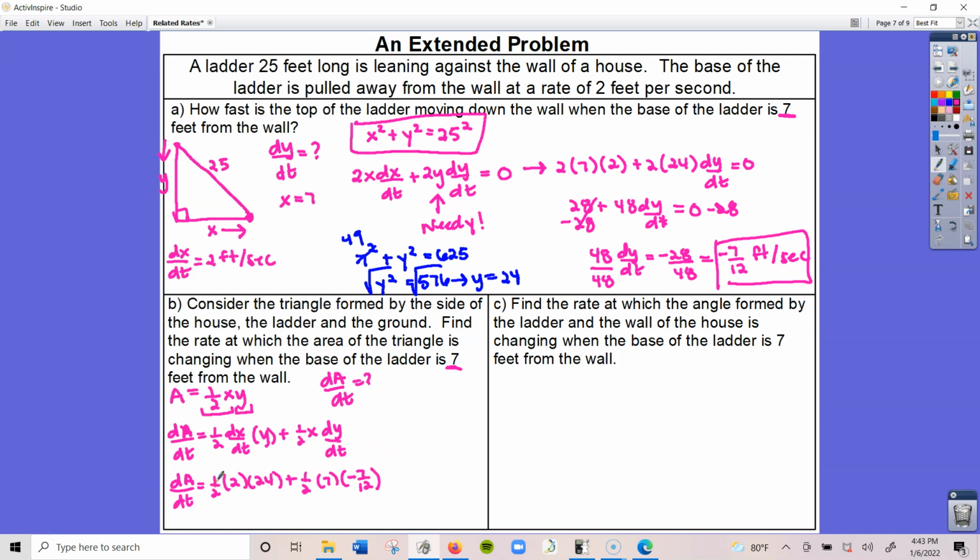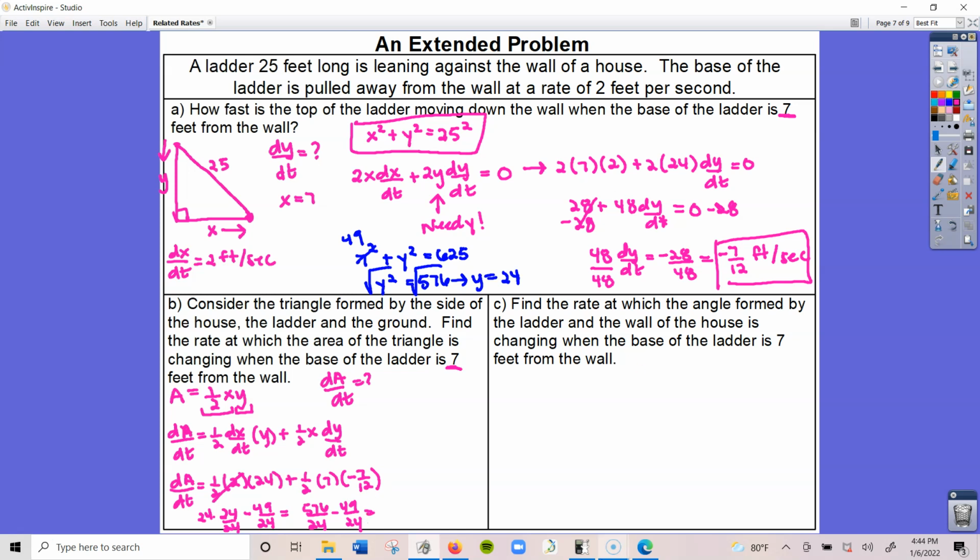Now we just work this out. Half of 2 will cancel out, so we got 24 minus, because this is plus times a negative, 1/2 of 7, 7 over 2, times negative 7 over 12 would be 49 over 24. Now we can work with this, right? We can put this over the same denominator. So 24, I'd have to put over 24 and then multiply by 24. And 24 times 24 is 576 over 24 minus 49 over 24.